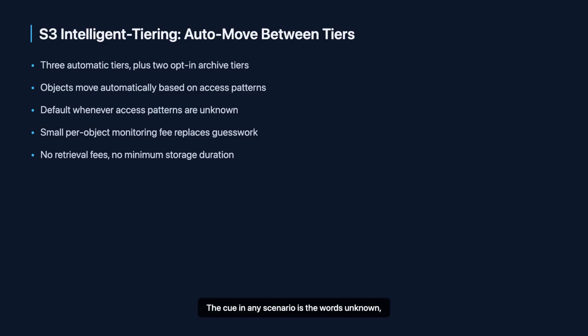The cue in any scenario is the words unknown, unpredictable, or changing access patterns. When you see those, intelligent tiering is the answer. You pay a small per object monitoring fee, but there are no retrieval fees and no minimum storage duration.